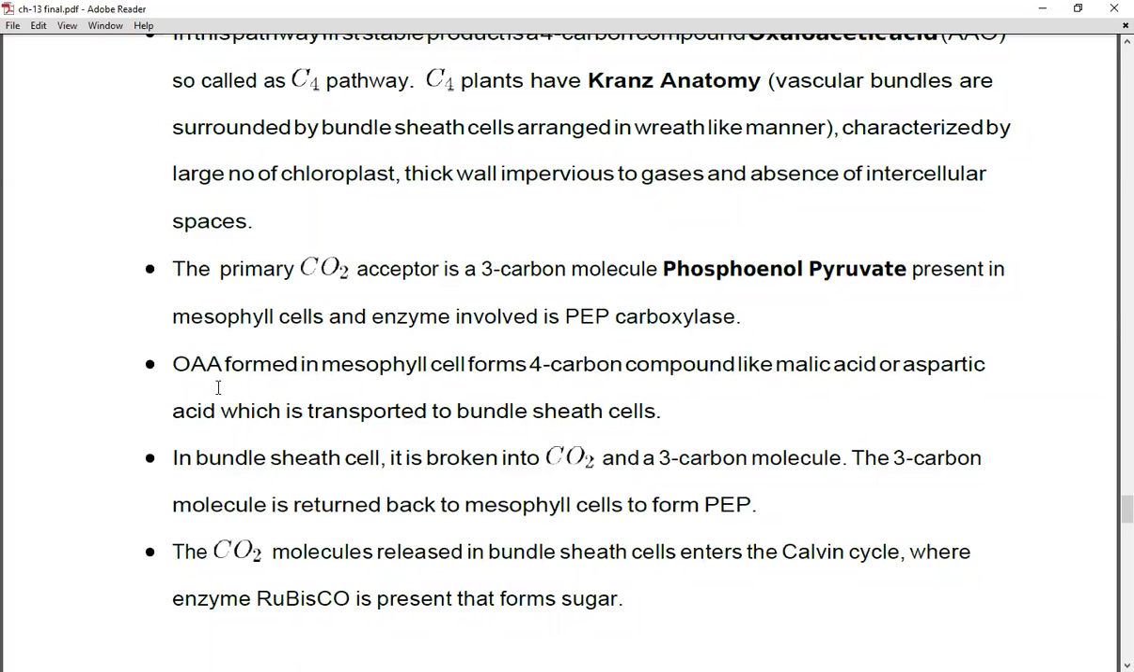This 3-carbon molecule is written back to the mesophyll cells, and again it forms the phosphoenol pyruvate. And this way the whole cycle, or the whole pathway, continues, right? Now the CO2 molecules which are released: from the 4-carbon molecule, the 3-carbon compound which was formed is phosphoenol pyruvate, but there was also a removal of 1 carbon dioxide molecule. This carbon dioxide molecule, released in the bundle sheath cells, enters the Calvin cycle, where in the presence of the Rubisco enzyme it forms the sugar.